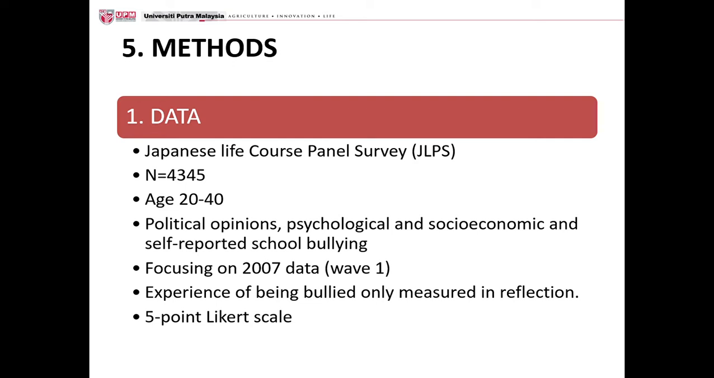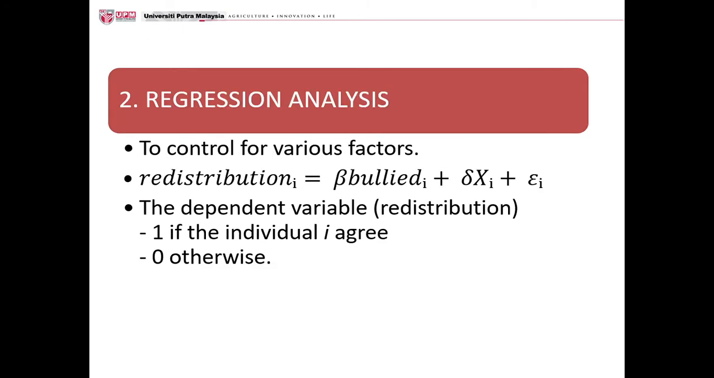And this survey also used the 5-point Likert scale to obtain the answer or response from the respondent, which are agree, somewhat agree, neutral, somewhat disagree, and disagree. So the next one is for the second method, which is the regression analysis.